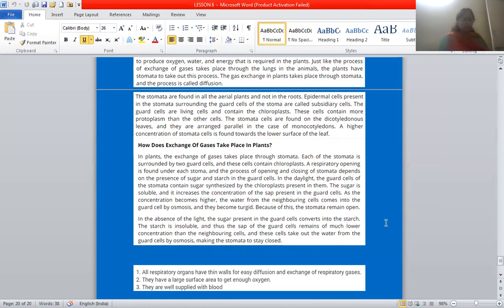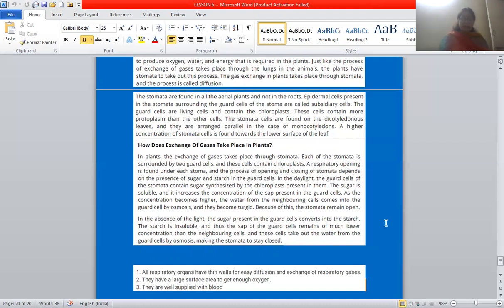Now, this is how exchange of gases takes place in leaves. In roots we have studied already. Now we'll study how the exchange of gases takes place in stems. The stems of woody plants have breathing pores in their bark, and these breathing pores are known as lenticels.